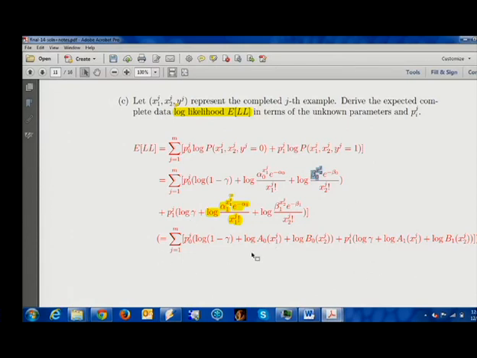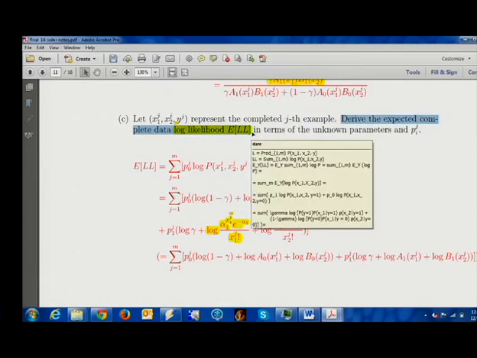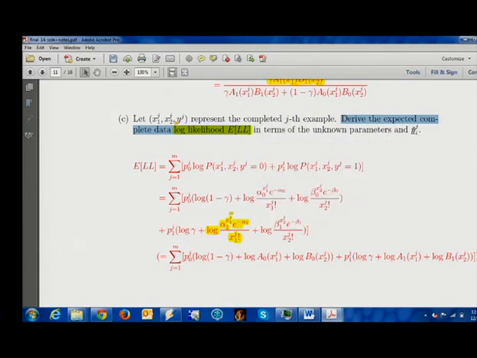And now taking the log of this, if you want. Questions? Okay. So basically, we wrote the expected complete data log likelihood expression in terms of the unknown parameters and the P's, kind of the fractional labels. Yes?